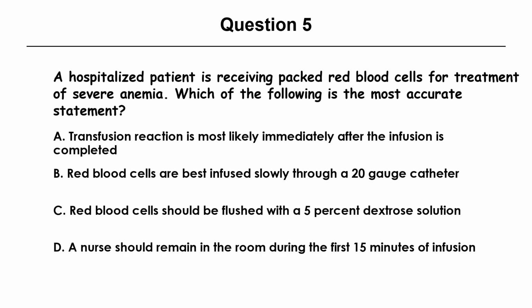Question 5. A hospitalized patient is receiving packed red blood cells for treatment of severe anemia. Which of the following is the most accurate statement? Option A, transfusion reaction is most likely immediately after the infusion is completed. Option B, red blood cells are best infused slowly through a 20-gauge catheter. Option C, red blood cells should be flushed with a 5% dextrose solution. Option D, a nurse should remain in the room during the first 15 minutes of infusion.